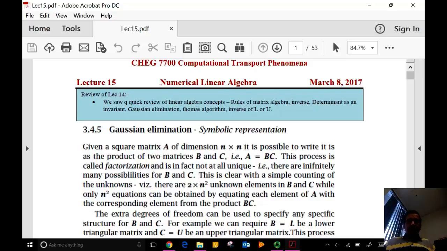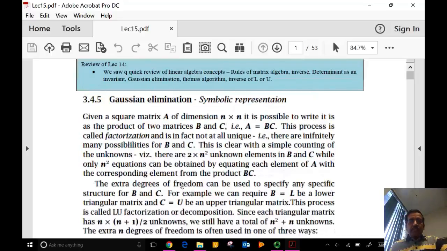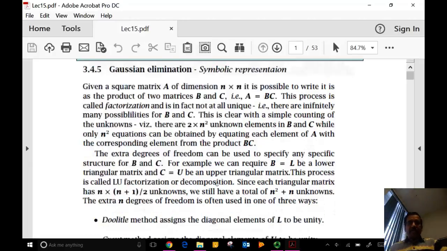Today what we are going to do is continue this journey of surveying various ideas in linear algebra and look at the contrast between direct methods and iterative methods, and why iterative methods are much more powerful in solving very large systems. So towards the end of the last lecture, we talked about Gaussian elimination and LU decomposition, the relationship. The symbolic representation of a Gaussian elimination can be done like this.